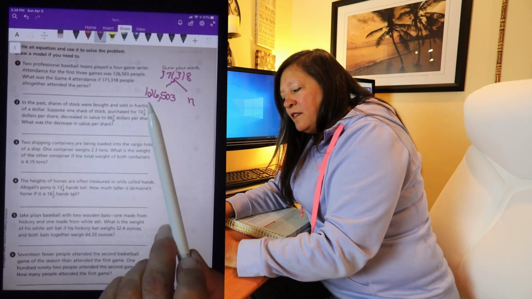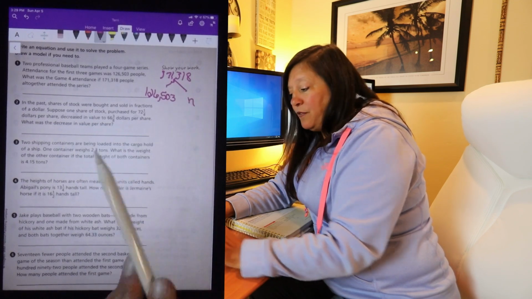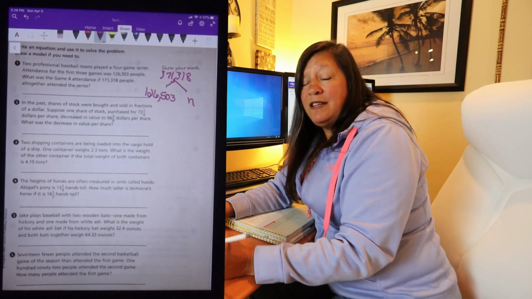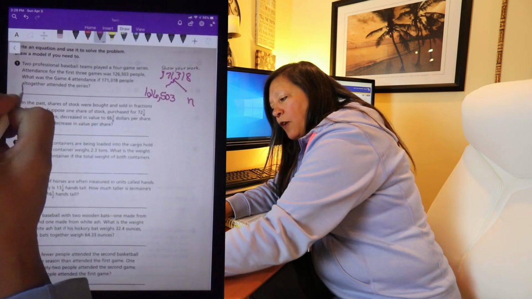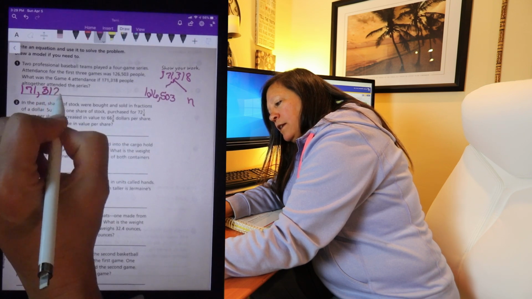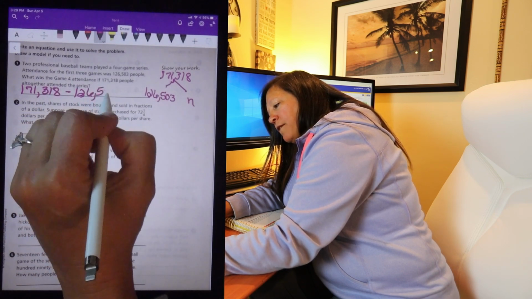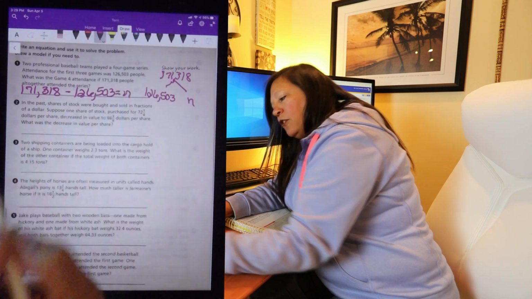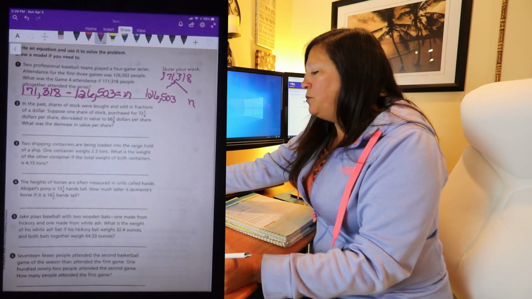So what that means is 126,503 plus n equals 171,318. Well, we don't know what n is. So that means we need to do a subtraction problem and take 171,318 minus 126,503 to get your n. Okay? All right, let's look at number 2.